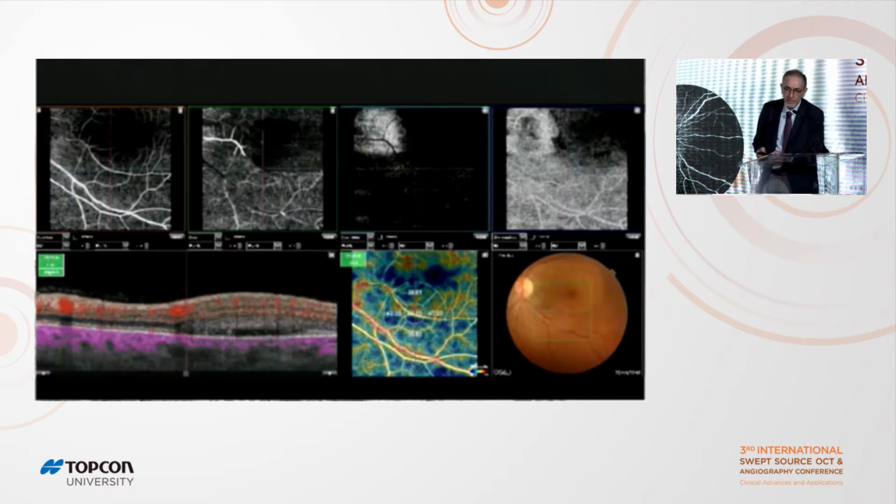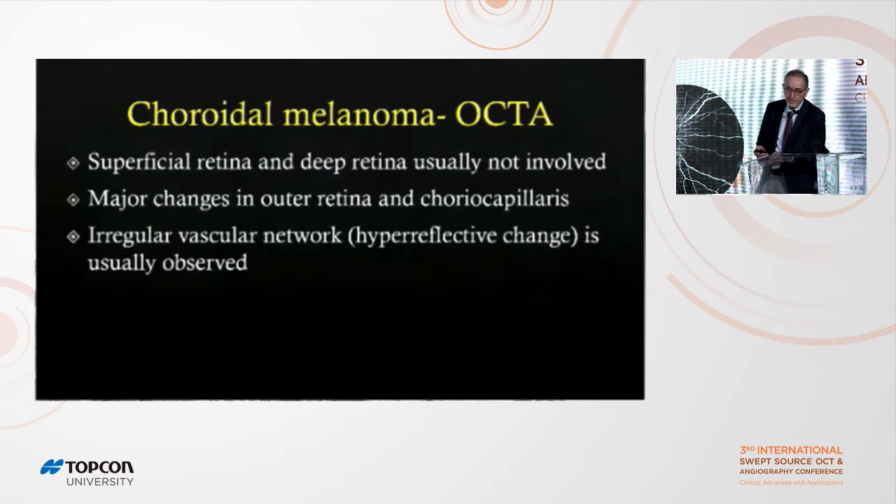And on OCTA, this lesion had similar features to the previous melanoma patient. Basically, there was a hyperreflective network in the outer retina and choriocapillaris layer. Here you can see some shadowing from the subretinal fluid in the deep retina layer. So in summary, choroidal melanoma usually manifests as a hyperreflective network in the outer retina and choriocapillaris, and there are no changes in the superficial retina and deep retinal layers.